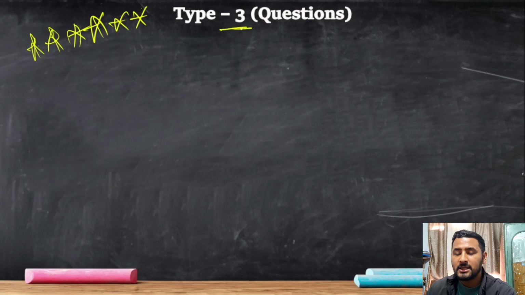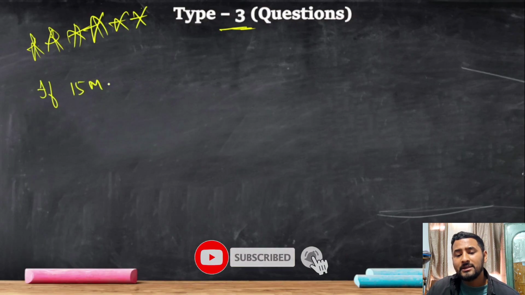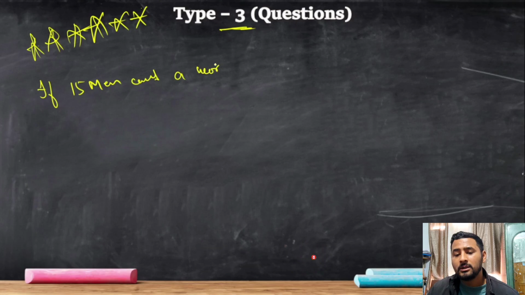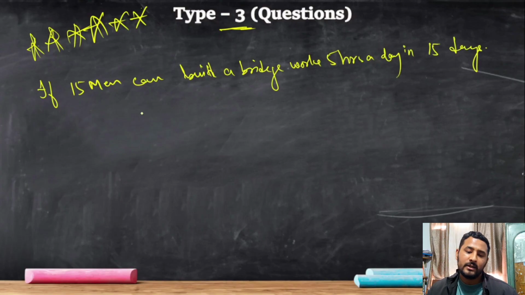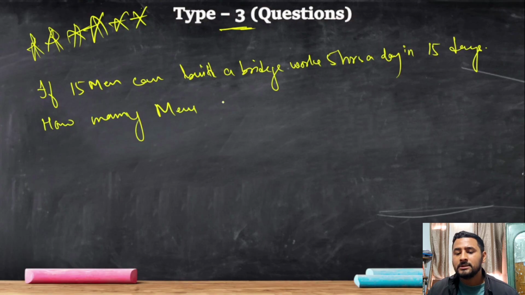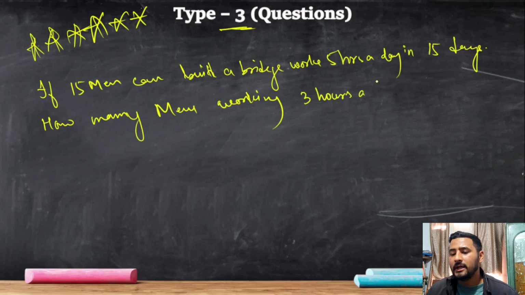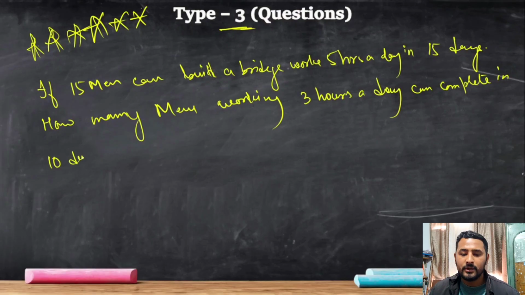You should remember something here. Before starting type 3 questions, you should remember. Suppose you are given this type of question: if 15 men can build a bridge working 5 hours a day in 15 days, then how many men working 3 hours a day can complete it in 10 days? Okay, getting my point? How many men?